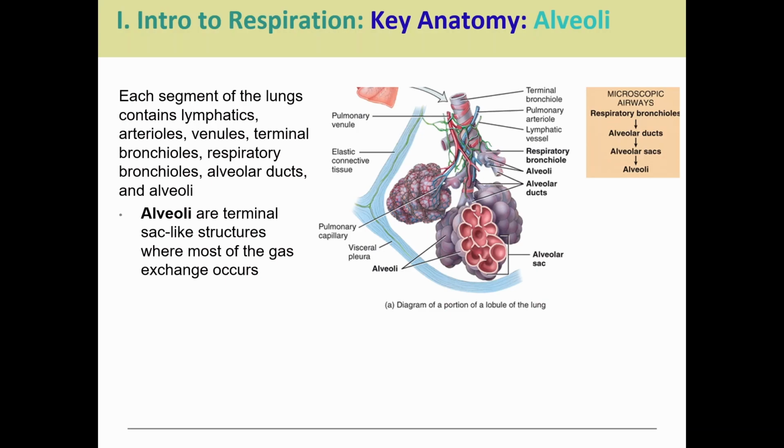Every segment of the lungs is going to have all sorts of tissue working with it, including lymphatics, arterioles, venules, the terminal bronchioles, the respiratory bronchioles, the alveolar ducts, and the alveoli. And the alveoli, these blackberry-looking structures you see here, are the end pieces where pretty much most of the gas exchange is going to happen.